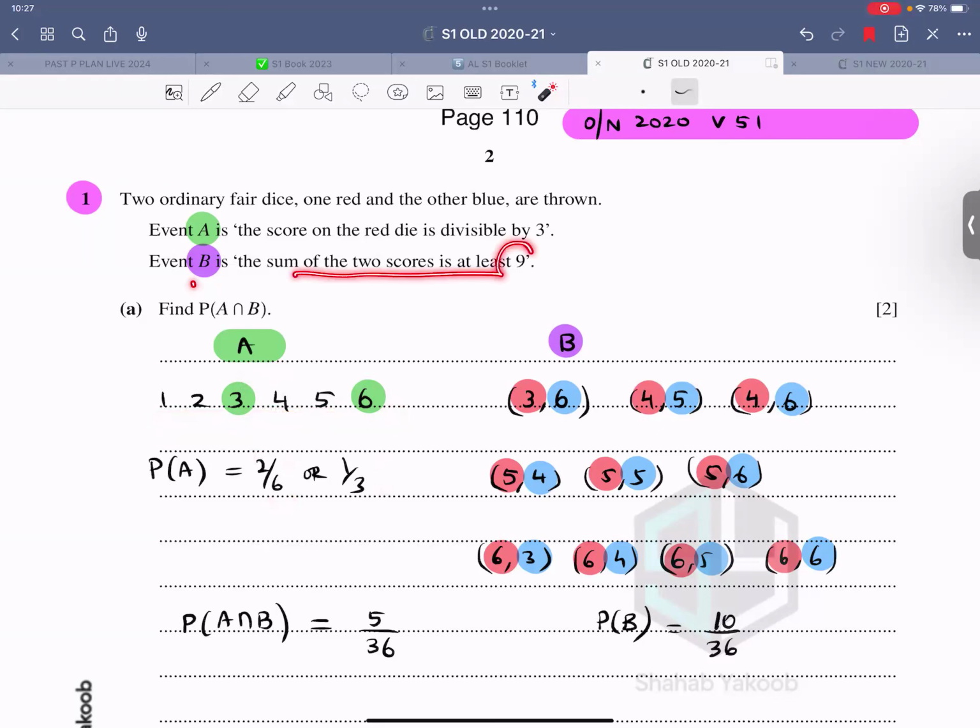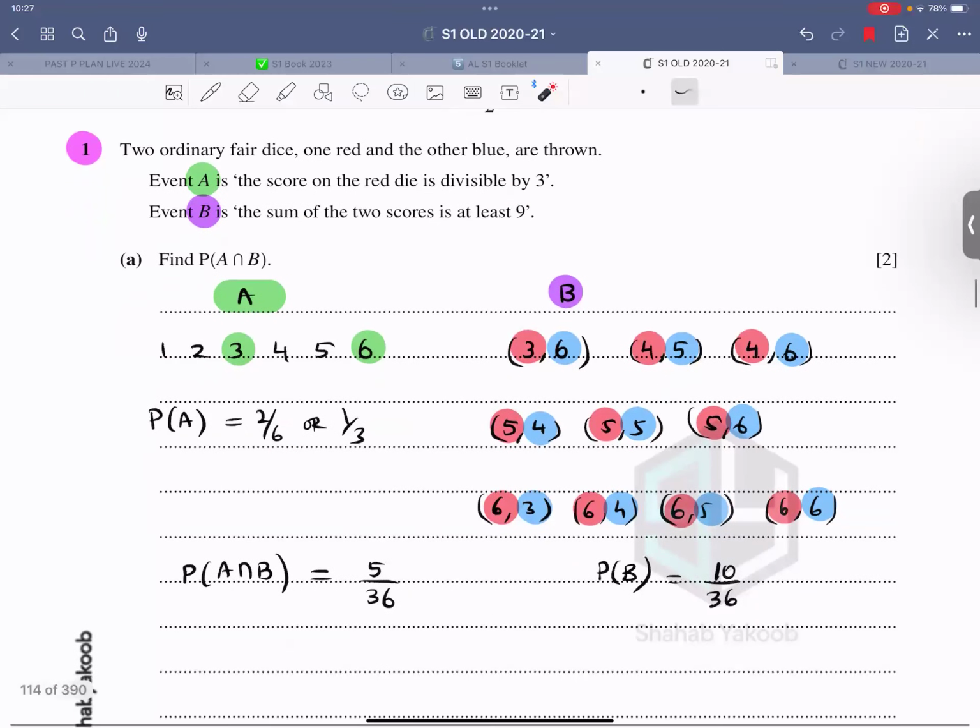Event B, the sum of the 2 scores is at least 9. So it's your choice whether to make a sample space diagram. I preferred to write them as coordinates. So let me start with 3, because 1 adding with 1, 2, 3, 4, 5, 6 won't give me 9. The same with 2. The same with 3, except for 3, 6. So 3 plus 6 is 9. And then 4, 5; 4, 6; 5, 4; 5, 5; 5, 6; then 6, 3; 6, 4; 6, 5; 6, 6. How many are there? 1, 2, 3, 4, 5, 6, 7, 8, 9, 10. 10 out of 36. Because 6 into 6, that is 36 possibilities.